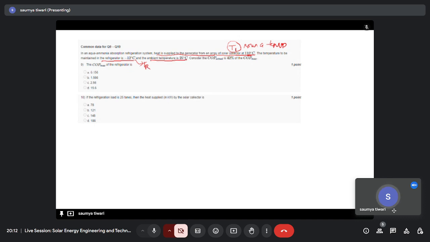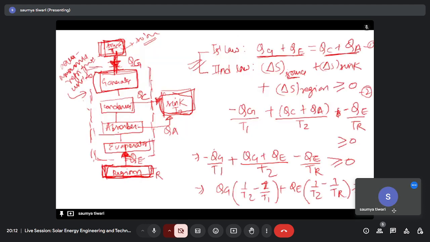And the ambient temperature is 25 degrees Celsius. So this is your TA temperature, ambient, or in this case, with the notation I have explained, this is T2 temperature. Now the COP actual is told to be 42% of COP max. We already know the formula for COP max.